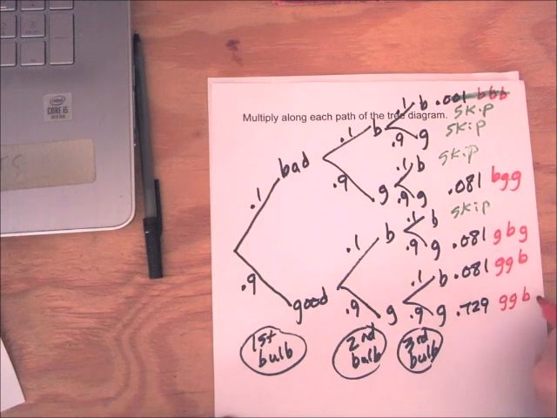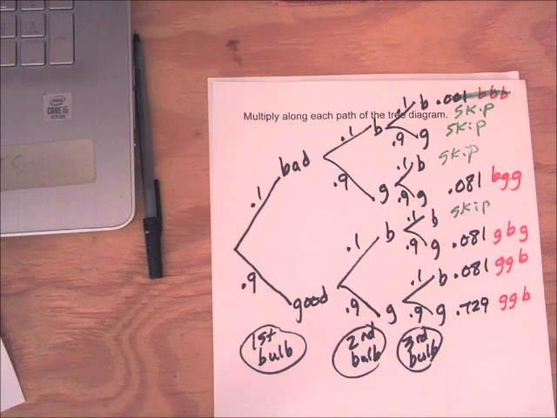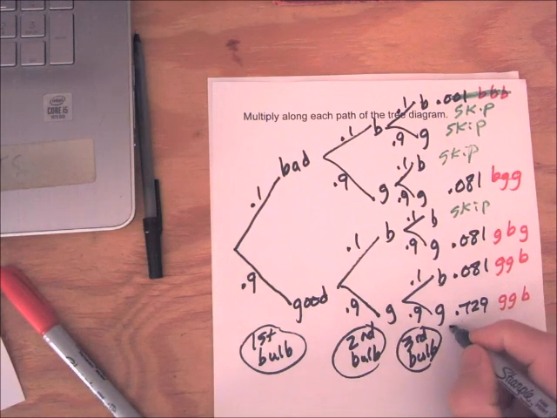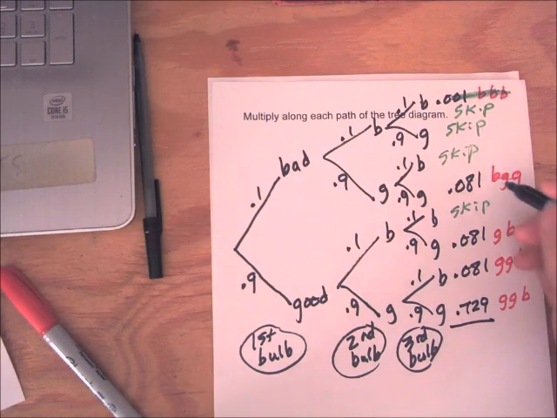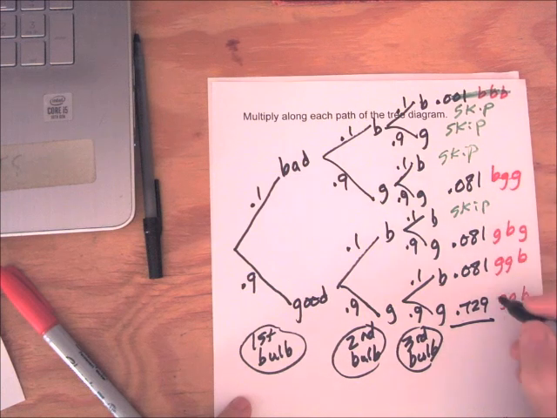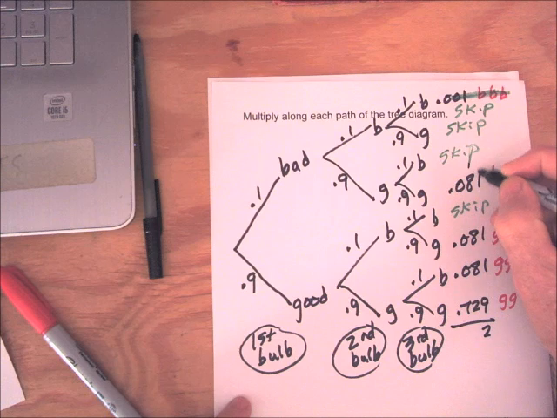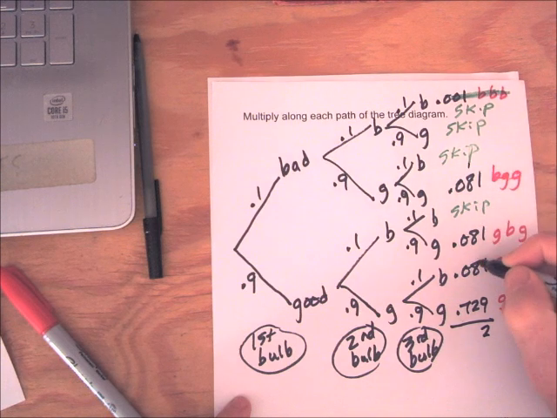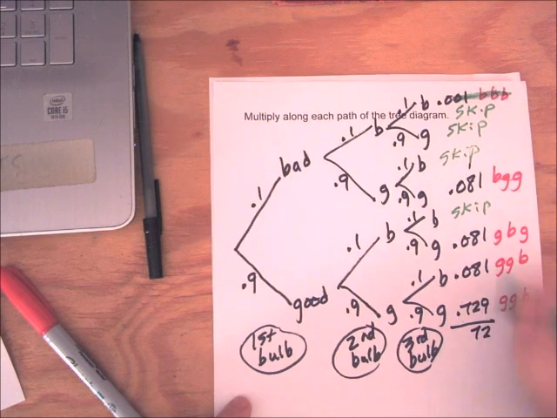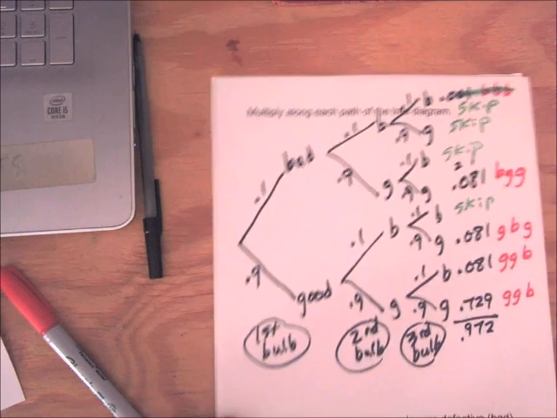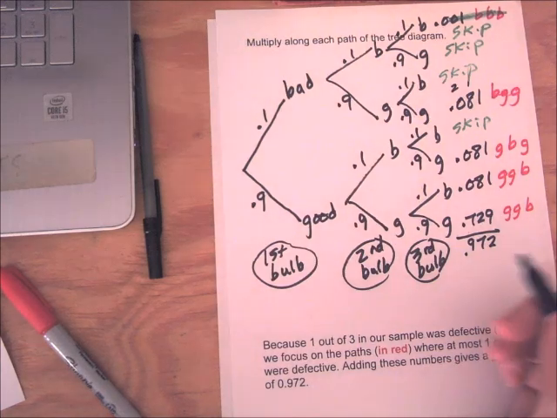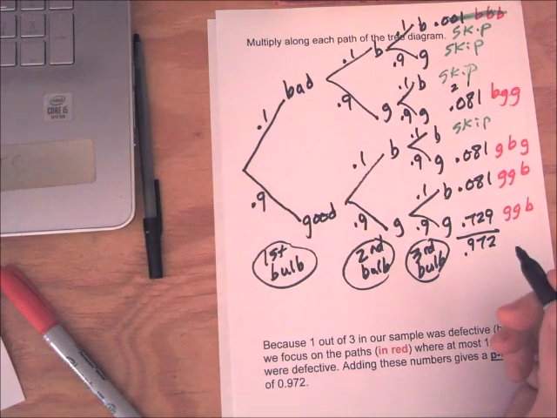These are the paths where 1 or fewer are bad. Okay. So either one bad or none. So if we add these up, we'll get the p-value. 1 and 1 is 2 and 1 is 3, and 9 is 12. Carry the 1. 1 is 9, 17, 25, 27. Carry the 2. 2 and 7 is 9. So our p-value is 0.972, which is more than alpha.